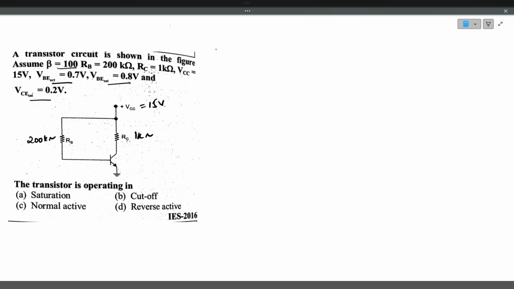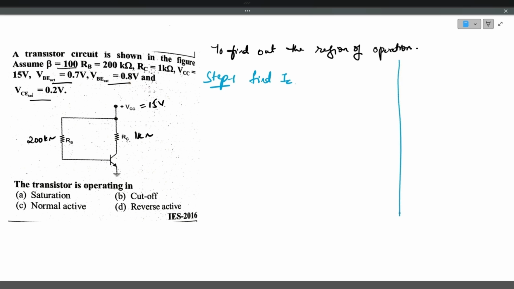in which region? To find out the region of operation, whether it is active region or saturation region, we need to do two steps. The first step is to find the collector current, IC, the normal collector current. Step two is you have to find out IC saturation. What is the collector current at saturation level?